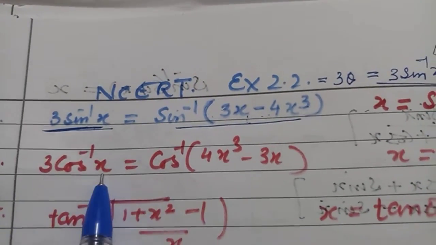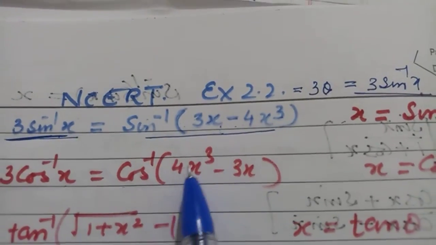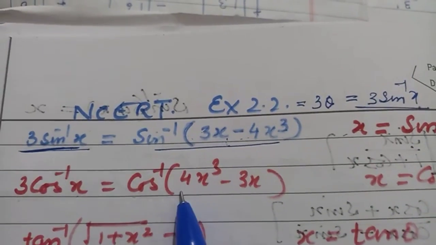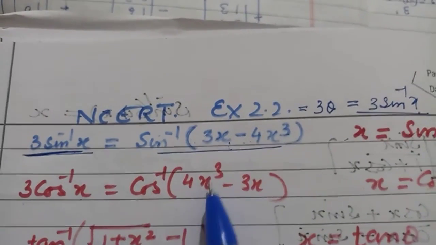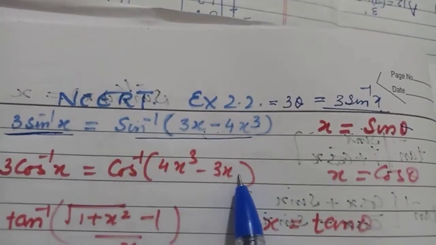Look at this now. LHS is already too small. Start thinking from the RHS. What does this expression resemble? The formula of cos 3 theta. That is 4 cos cube theta minus 3 cos theta. So we should place x equals cos theta here.